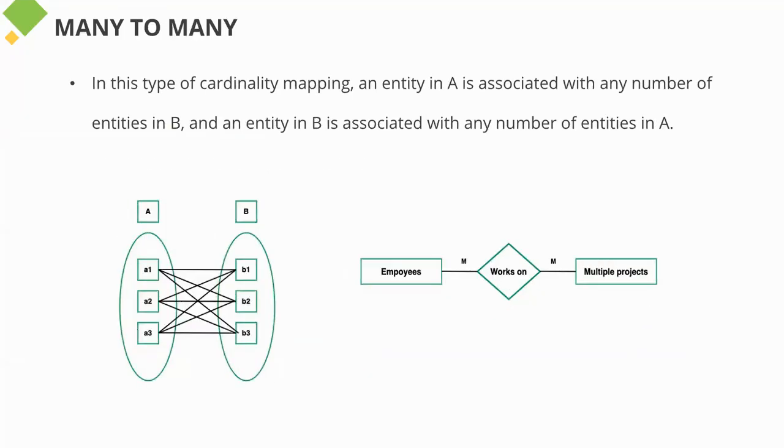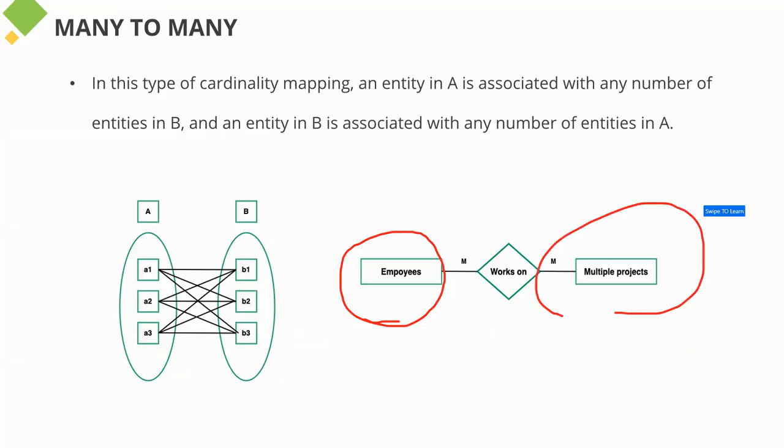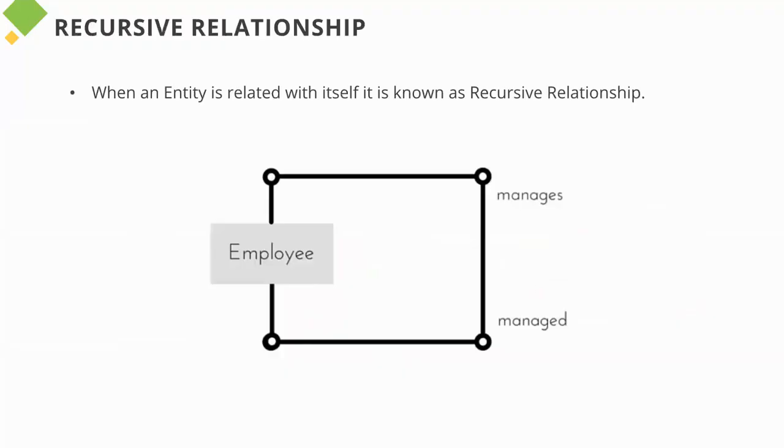If you see the next one, many to many, entity A is associated with any number of entities in B. In the same way, any entity in B can be associated with any number of entities in A. Like that, it may be a vice versa relationship. If you see, employees work on multiple projects, and multiple projects are worked on by a number of employees. So this is a many to many relationship. Like A1 can be mapped to B1, B2, B3, or only B1, B2 alone. Any number of mapping can be done in a many to many relationship.